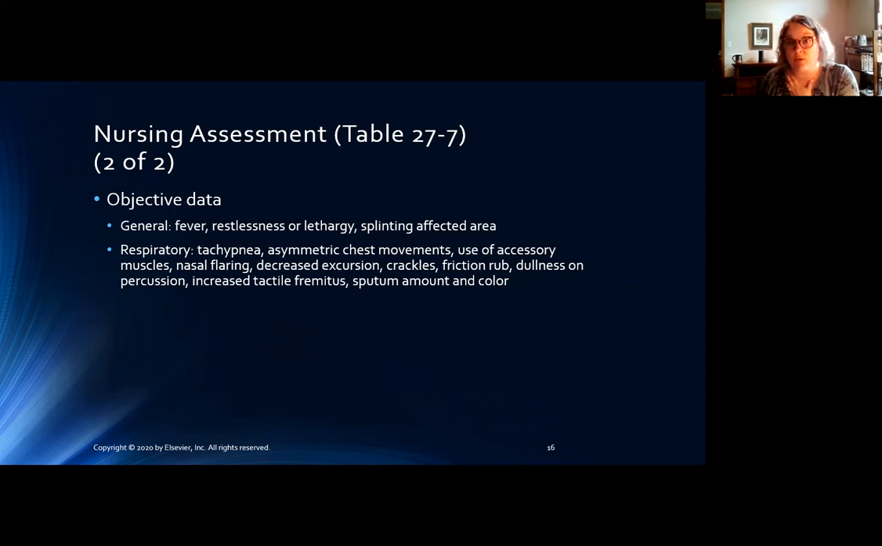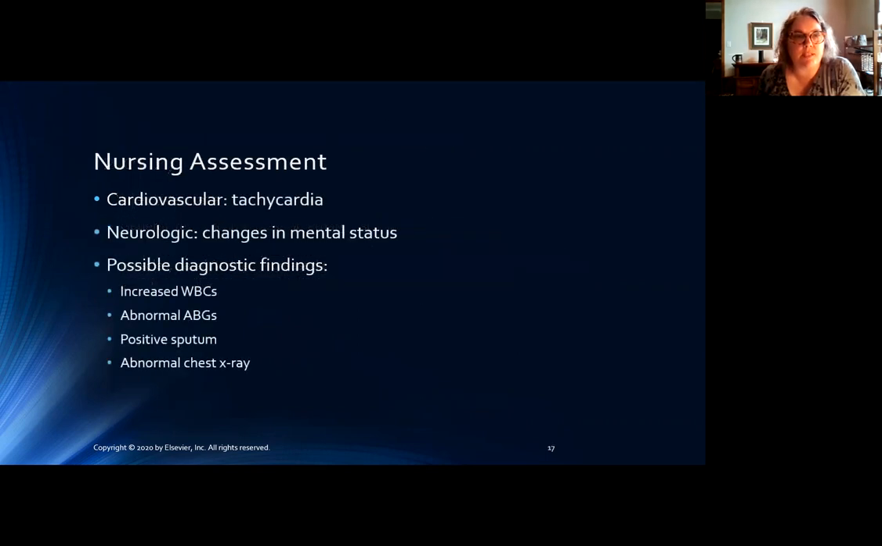Do we hear fremitus, which is when you're palpating on the skin and it sounds like Rice Krispies. Like it literally sounds like a bowl of Rice Krispies with the air popping in there. And we're going to take a look at the sputum that they are able to expectorate and the color of it. In addition, here's our nursing assessment in general.